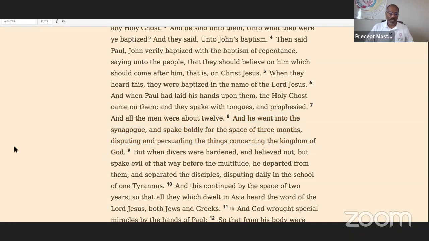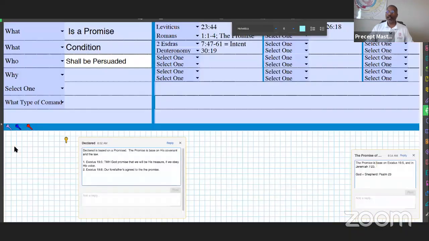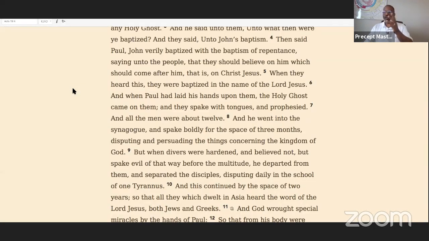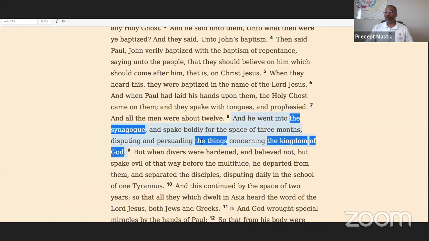Actually, do we even have it there in the preceptor? It should be there in the preceptor, and if not, I need to put it there. No, it's there. He shall be persuaded. He's telling you clearly what he wants you to do here. This is what he was doing, persuading. I already have it there because that was the main part of what was going on. So he was persuading the things concerning the kingdom of God.